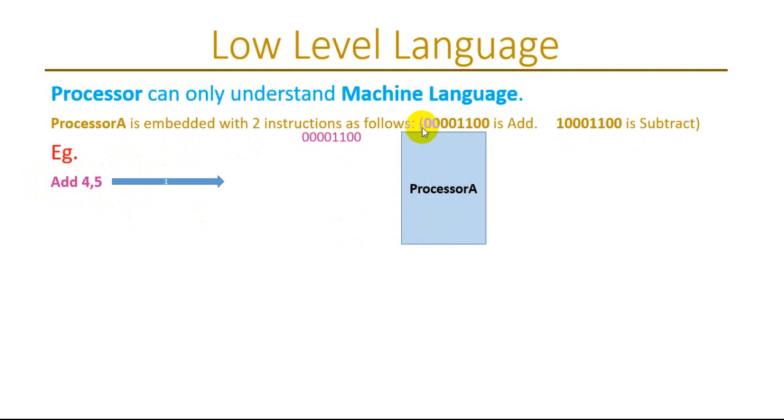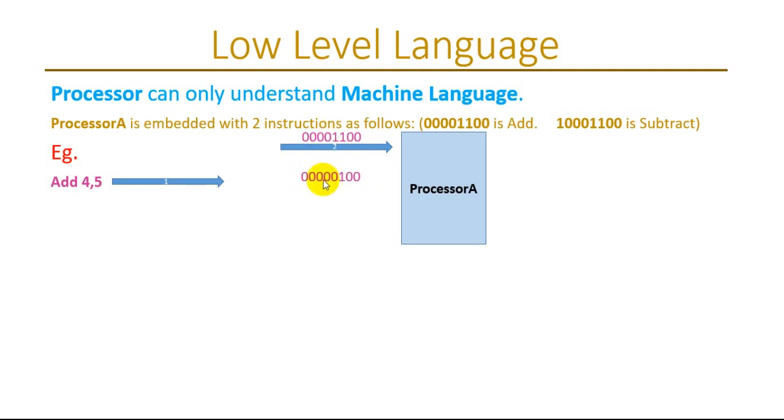This is add: 0, 0, 0, 0, 1, 1, 0, 0. Same thing, 4 zeros, then 1, 1, 0, 0. So in this processor A, this is add. Now 4, you give that. Then 4, this is binary 4. 1, 2, 4. These leading zeros won't matter. 1, 0, 0 means 4. So this is also given.